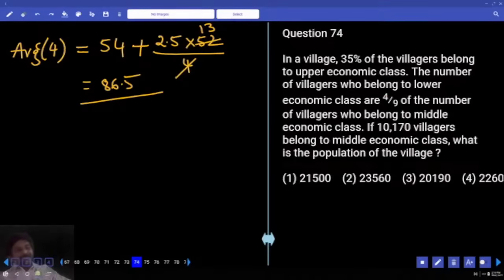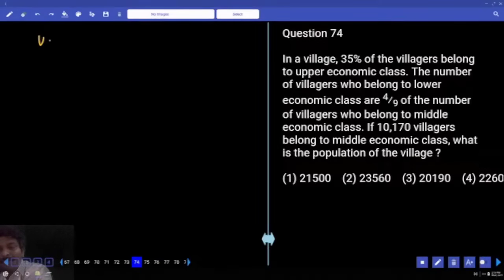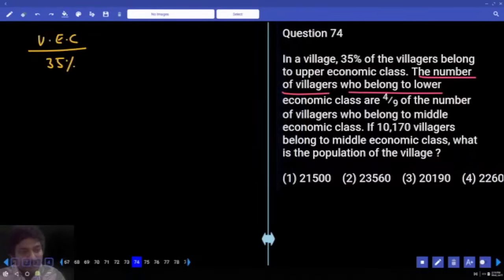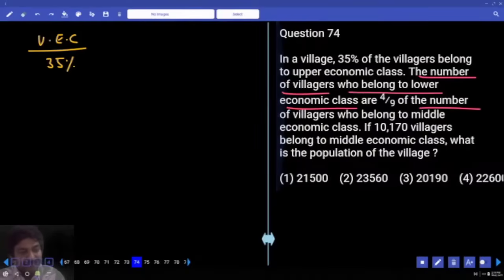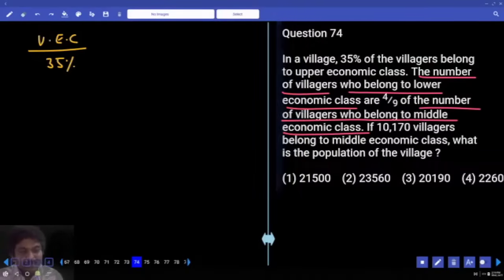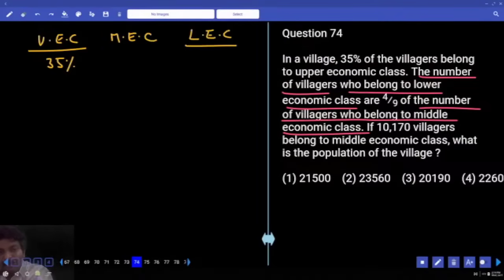In a village, 35% of the villagers belong to the upper economic class. The number of villagers who belong to the lower economic class is 4/9 of the number of villagers who belong to the middle economic class. So we also have a middle economic class and a lower economic class, correct? The total population must be equal to 100. Already we have 35, so these two put together should be equal to 65.